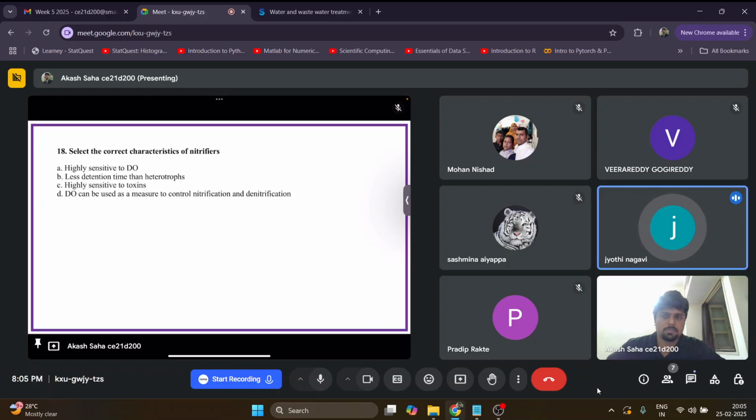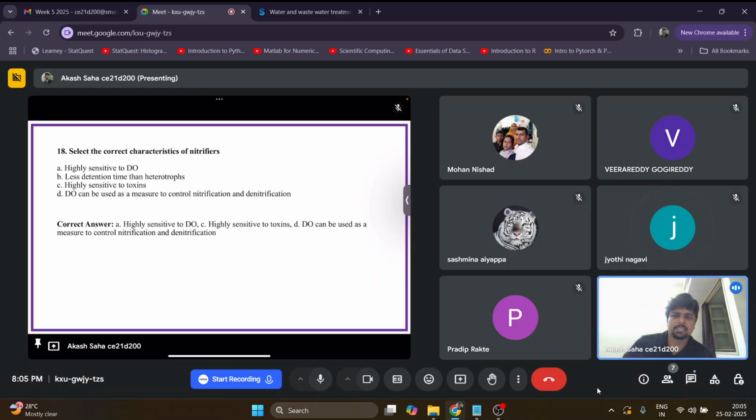Option A and option C, I think, sir. Option A and option C, definitely, yeah. That is the correct option. And also option D. Because why? Because DO is a very important criteria for nitrification, right? Because oxygen is required to act as an electron acceptor in any aerobic system.